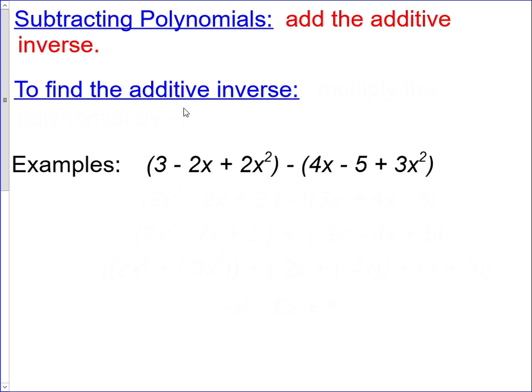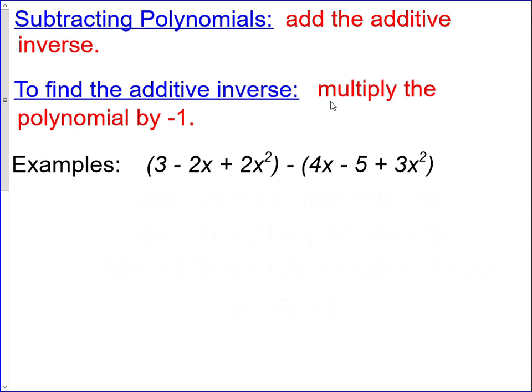To find the additive inverse, all we have to do is multiply the polynomial by -1. We're going to be multiplying the second polynomial, the one that is being subtracted. That's the one that we're going to change to its additive inverse. So here's our first example: 3 minus 2x plus 2x squared. We're going to subtract from that 4x minus 5 plus 3x squared.